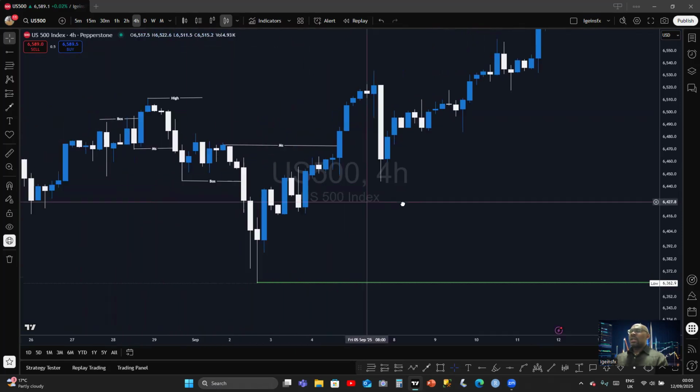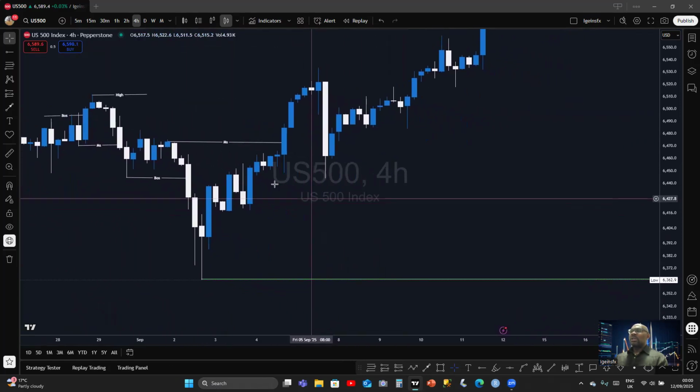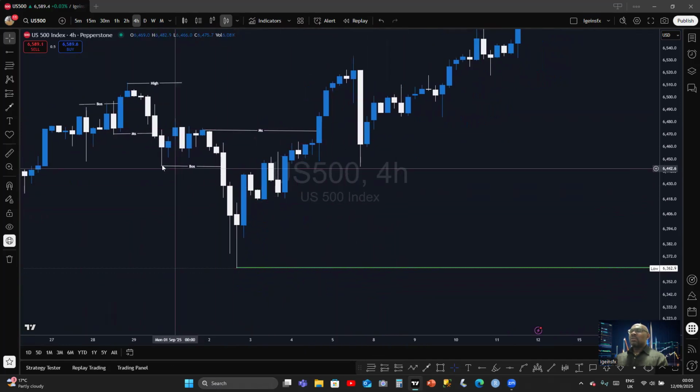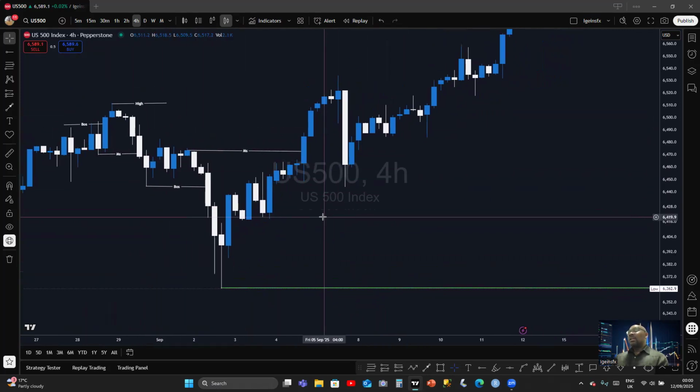For us to see change of character here, we simply say change of character because this was the last break of structure to the downside and price created this low, giving us a resistance here. Anytime we are on a bearish trend, price has no business violating the resistance level. Once you see price has violated the resistance level, just know that the trend has changed. It's going to be going up.